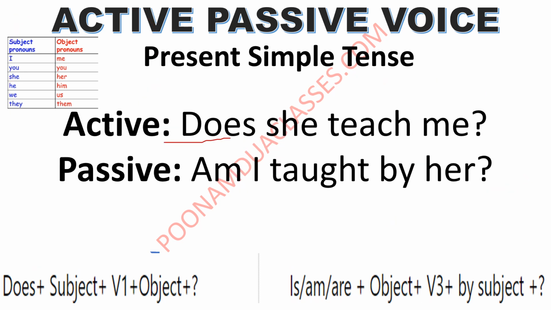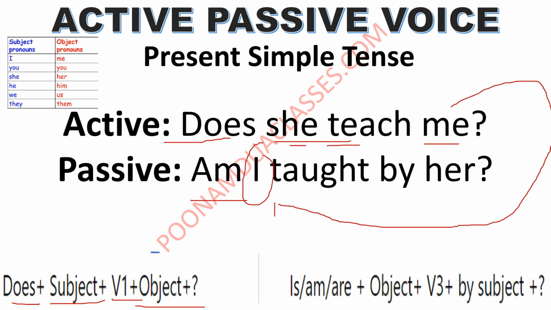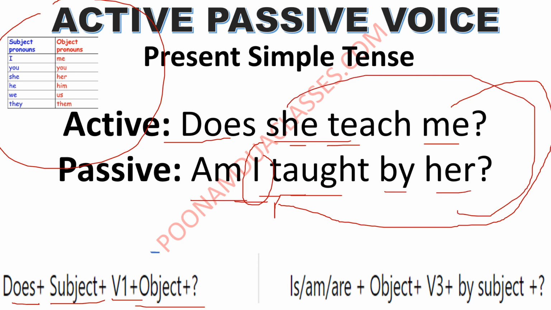One more example, does she teach me? Does plus subject she, teach verb's first form plus object me. We will start with am because at present me will get converted into the subject and it will become I as per this chart. Am I taught, that is the third form, by her. She will get converted into her as per the chart.